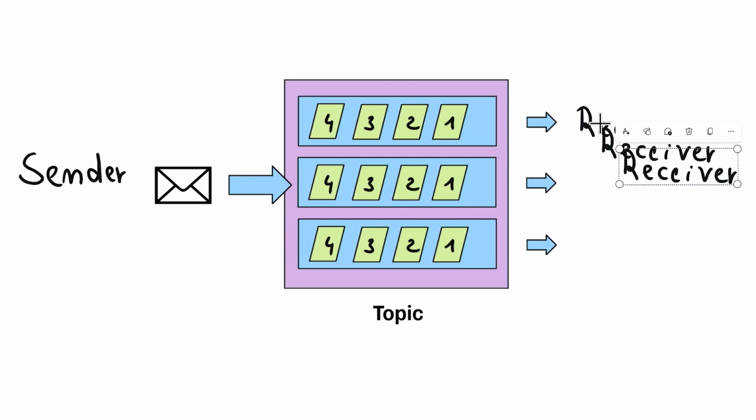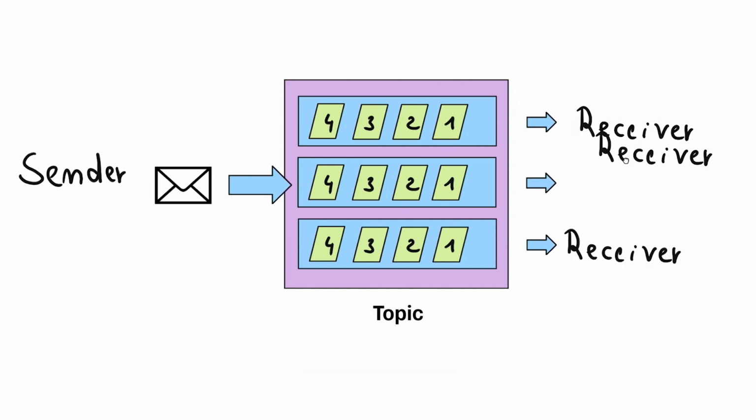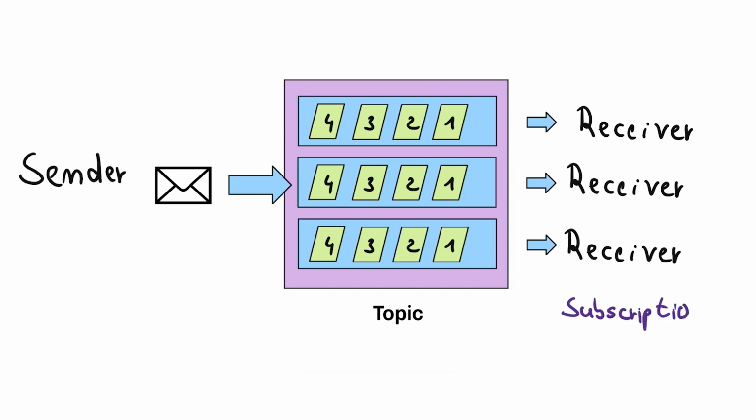Each of those is an individual receiver subscribing to the same topic. All of these receivers have a subscription. They have subscribed to this topic, which means we have one topic here with three different subscriptions, and that allows for that one-to-many relationship between sender and receiver components. And that is the difference between queues and topics in Service Bus.